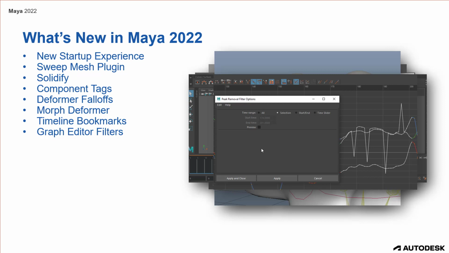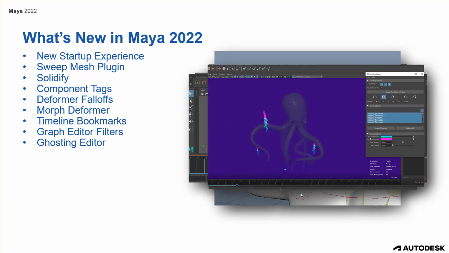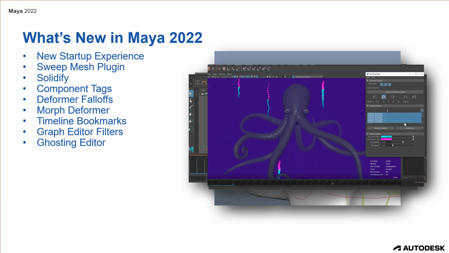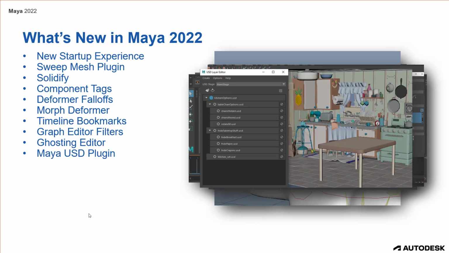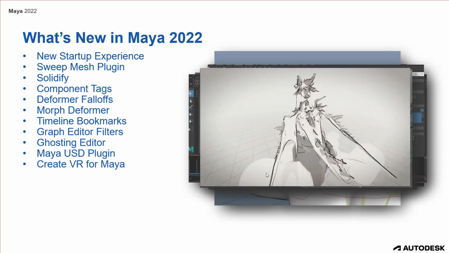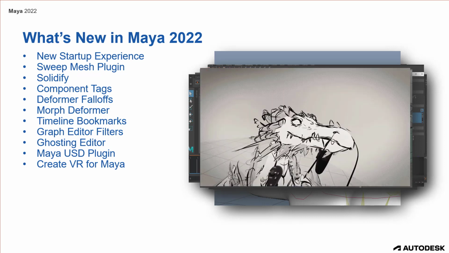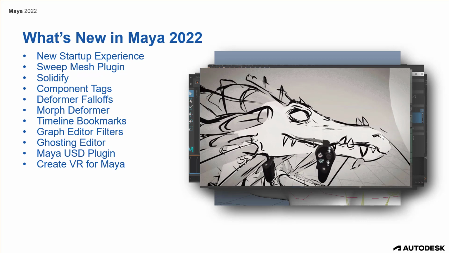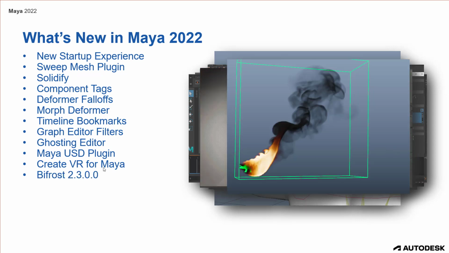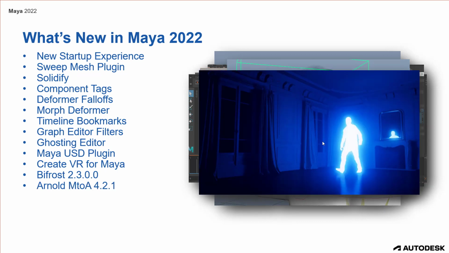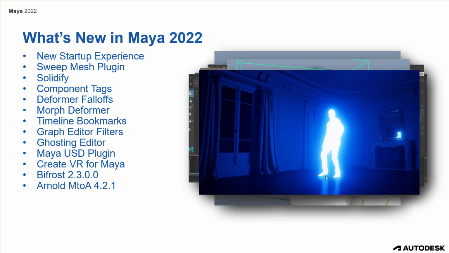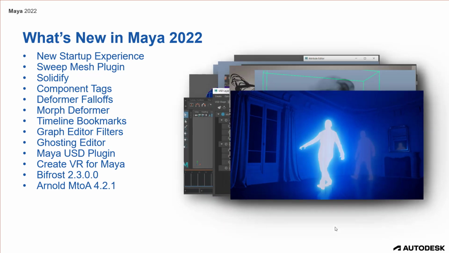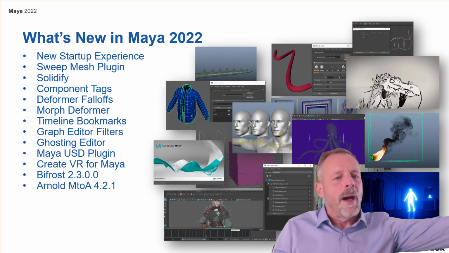Then we had a look at the graph editor filters, the peak removal filter and the Gaussian smooth filter, and then the ghosting editor that I'm a big fan of. USD, we didn't talk too long about it, but as I said, that's developing too fast. I really can't build new stuff for that. Create VR, really use it or play around with it, is a really interesting new development. Then Bifrost 2.3 has come out recently. Arnold 4.2 is the actual MtoA plugin for Maya. And all of that in a 1 hour presentation.